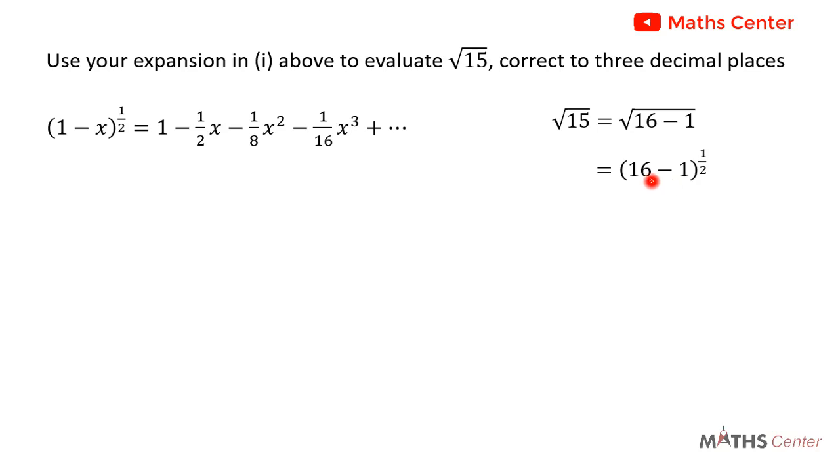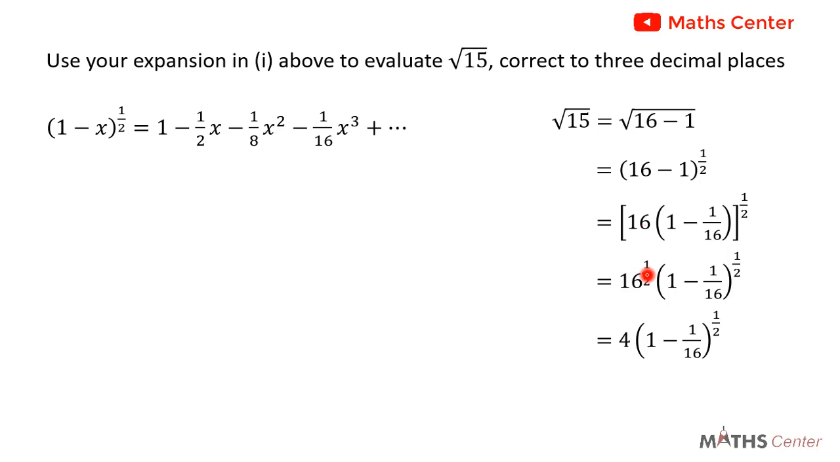From algebra, we know that 16 minus 1 can also be written as 16 into bracket 1 minus 1 divided by 16, because 16 times 1 gives us 16. 16 times 1 divided by 16 gives us 1. We have the exponent half here, so you have to indicate that. From indices, we know that this will be equal to 16 exponent half times (1 - 1/16) exponent half. 16 exponent half gives us 4. And what we have in the brackets will be 1 minus 1 divided by 16. The exponent here is half.